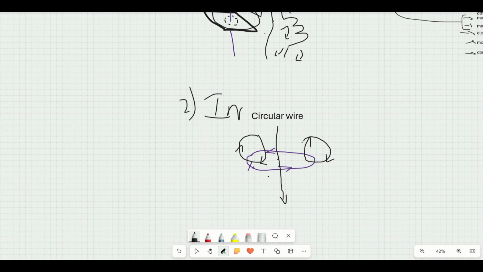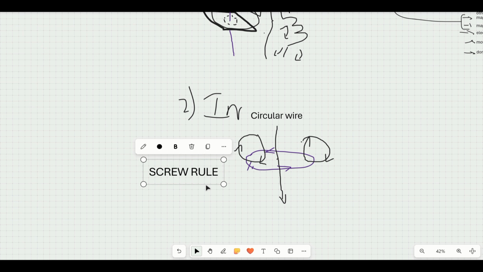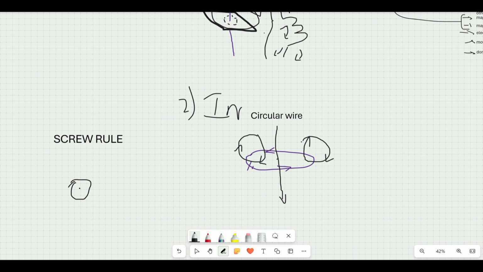And how will we understand how it goes? There's also another rule, which is the screw rule. I cannot pronounce it. Yes, screw rule, the nut-bolt screw. Boom, the screw rule. And what does the screw rule say? Everyone has seen a screw. It is like this, a nut bolt.